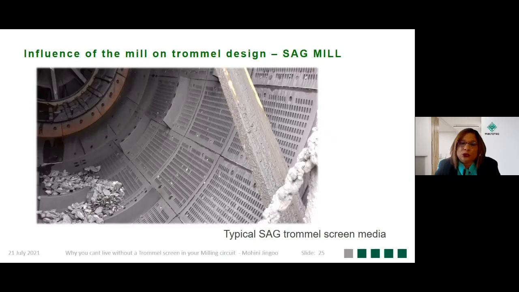I want to show you a typical picture of a SAG trommel screen panel. This panel is 1000mm by 834. It's about 70 to 80 kilograms in weight, and we only have 4 pins and sleeves to fasten this panel into place. This allows for the ease of access of changing out panels.